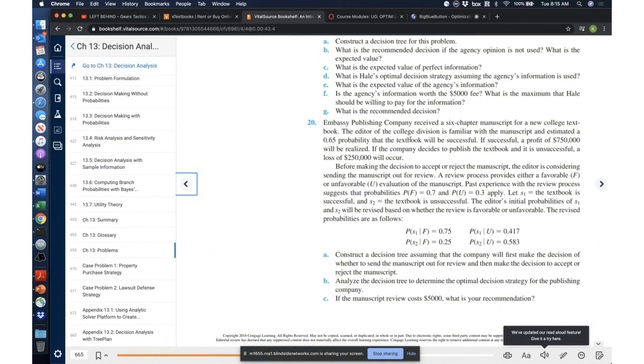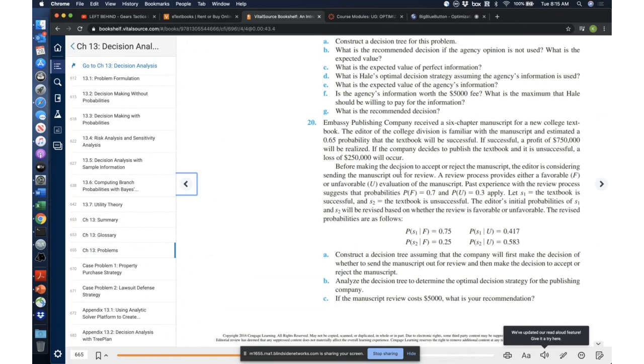The editor of the college division is familiar with the manuscript and estimated a 60% probability that the textbook will be successful. So if successful, the profit will be $750,000. If the company decides to publish the textbook and it is unsuccessful, a loss of $250,000 will occur. So you either make a profit of 750K or a loss of 250K. So it's not a profit, but it's a loss, right?